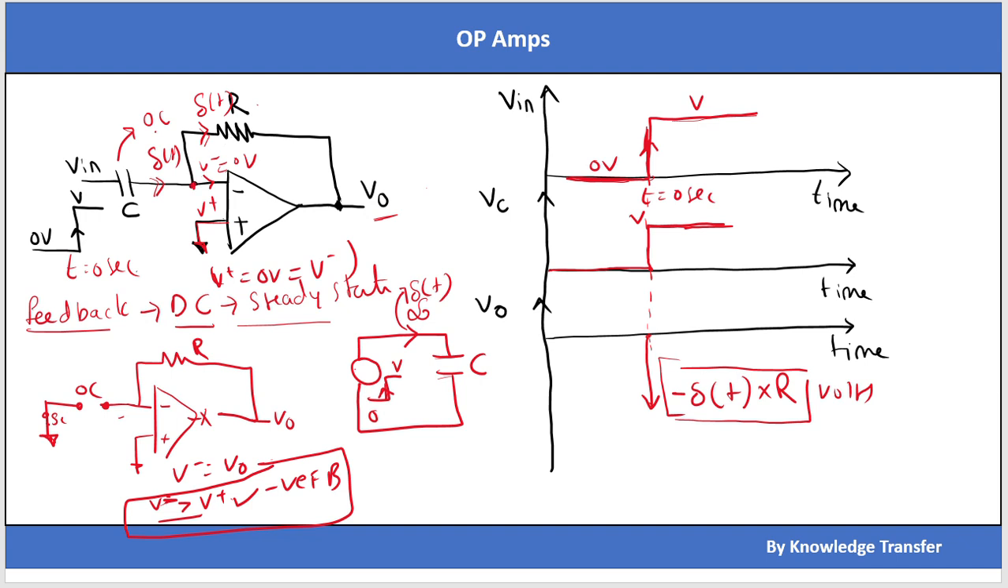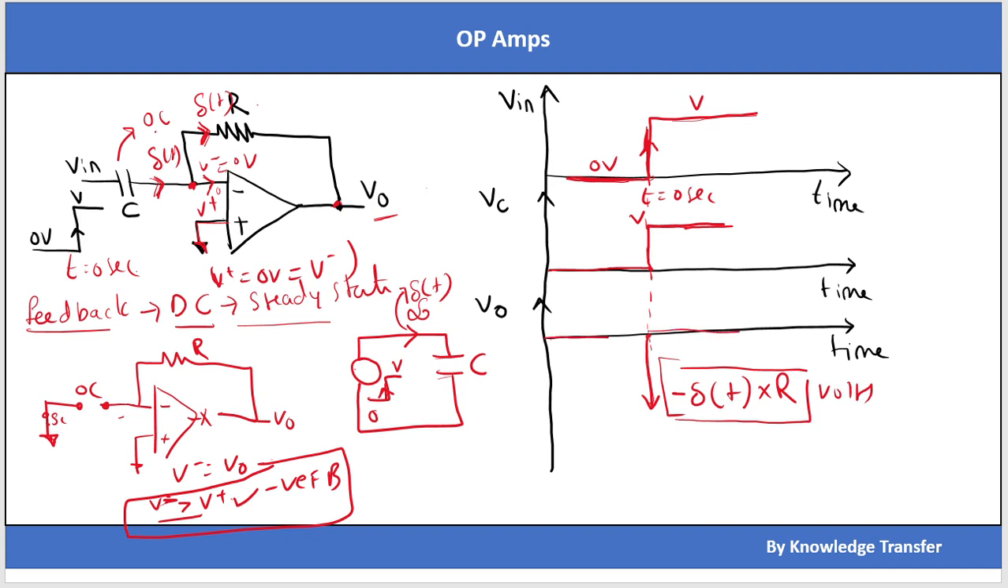If I apply KCL here, the incoming current should be equal to the outgoing current. The incoming current is 0, so there is no current flowing through this node, because this has a very high input impedance. So 0 current flows here, the current flowing through the resistor is also 0 ampere, and the voltage across the resistor, that means V naught, will be 0 volt only. So after this, the voltage will die down to 0 volt.